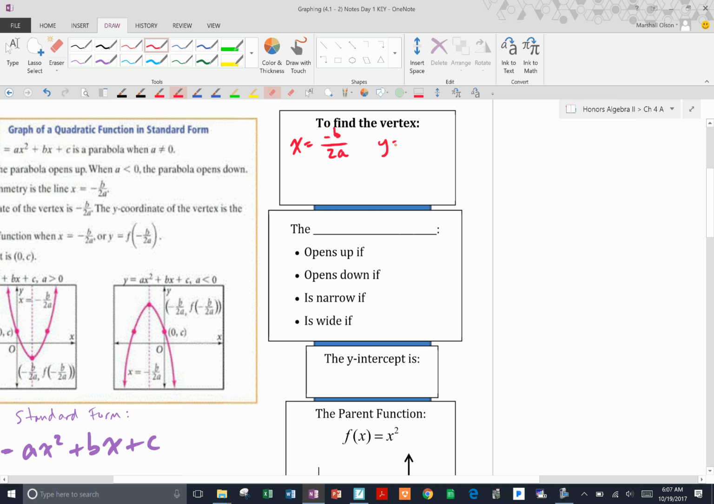To find the y value, we need to put that back into the function. So using our function notation, we'll say f of negative b over 2a. So to find the y value, you put the x value that you find back into the function.